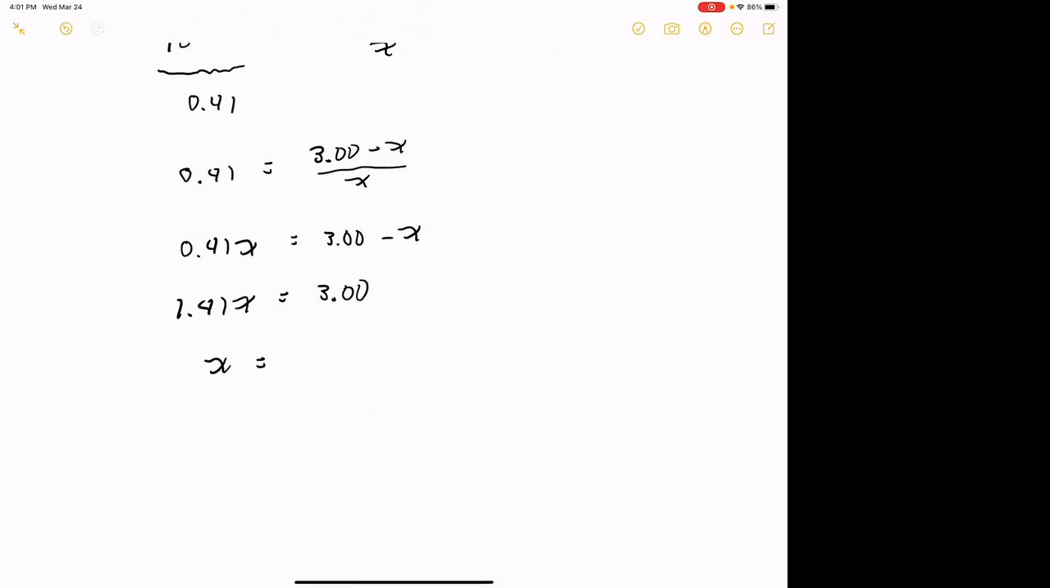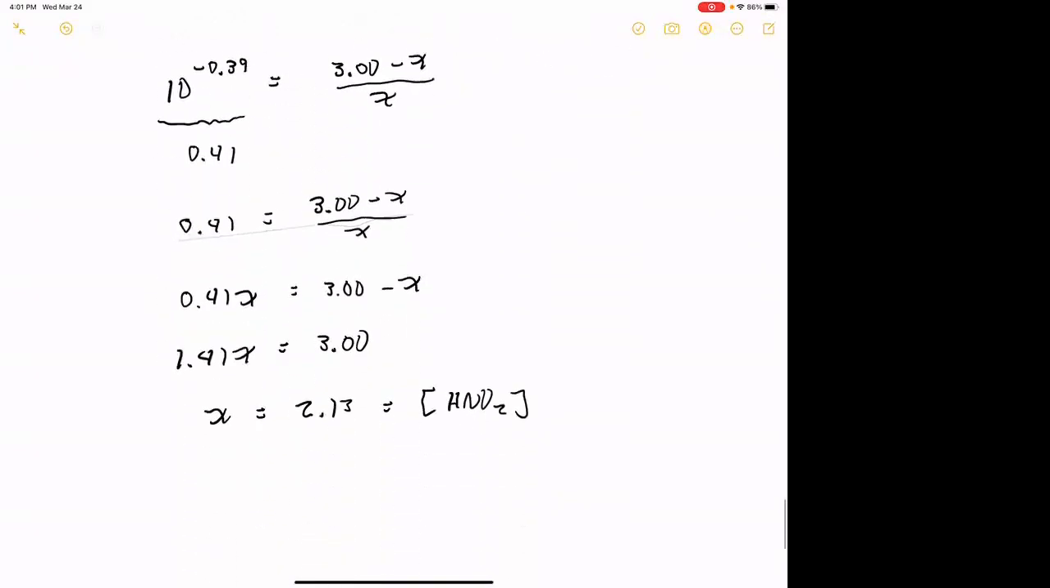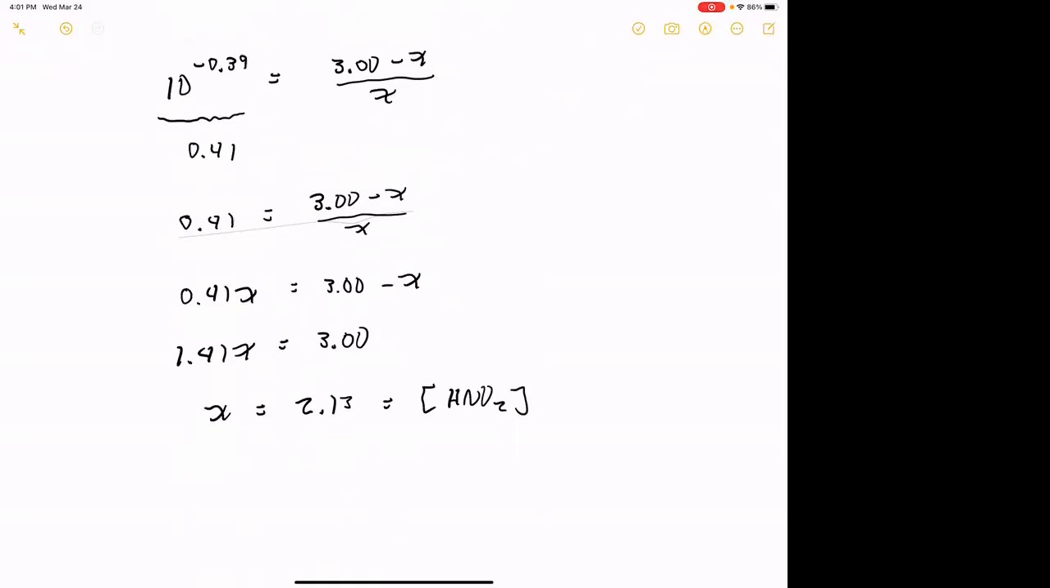2.13, is that right, guys? Yeah. What was X? That was equal to the concentration of the HNO2, wasn't it? Is that what we said X was? Yeah, that's what X was. So now, how do I get the concentration of the nitrite?